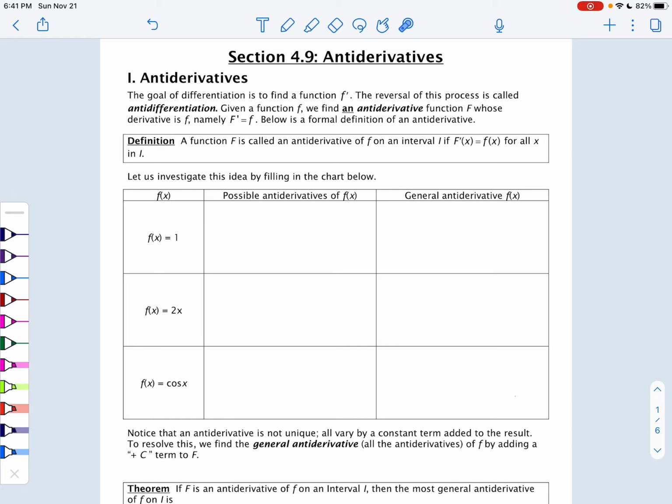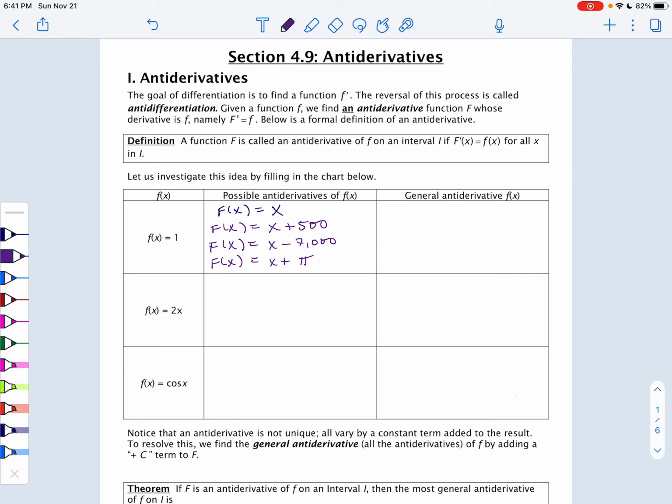So let's do some practice here. If we're looking at little f of x equal to 1, what function has derivative equal to 1? Well, I can think of big F of x equal to x. What's the derivative of x? 1. But also, I can think of F of x equal to x plus 500, or x minus 7,000, or x plus pi, because we know pi is a constant also.